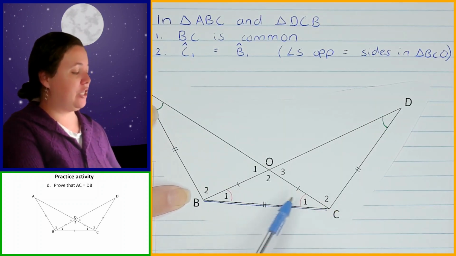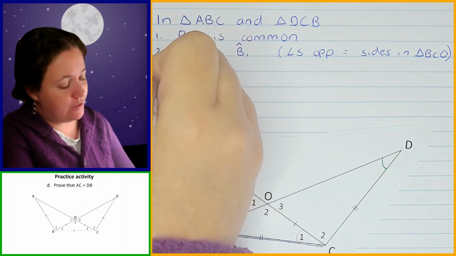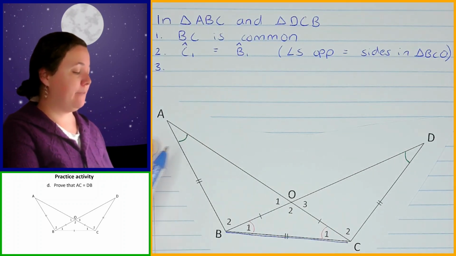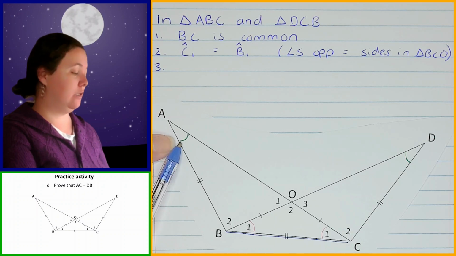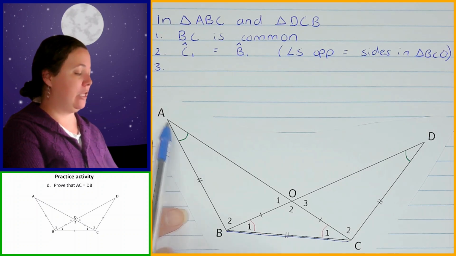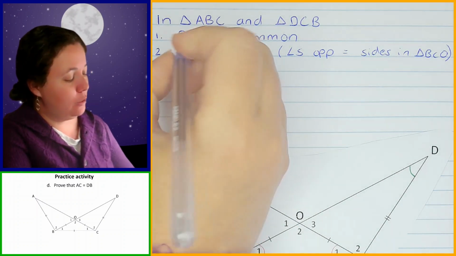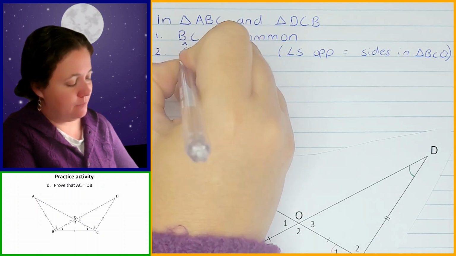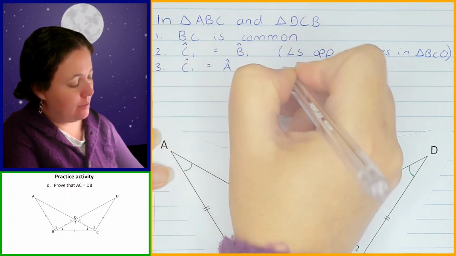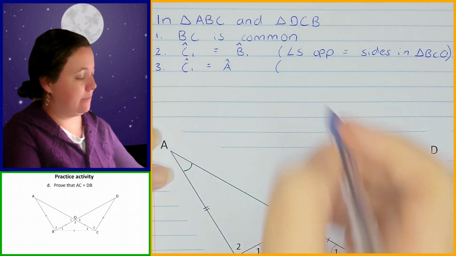Okay, and then I need to go and prove that these are going to be equal. Now this is going to be a little bit more involved because I can't just say it straight away. What I need to say is, first of all, this angle is the same as that angle because they are angles opposite equal sides in this triangle over here. So angle C1 is equal to angle A, because they are angles opposite equal sides in triangle ABC.